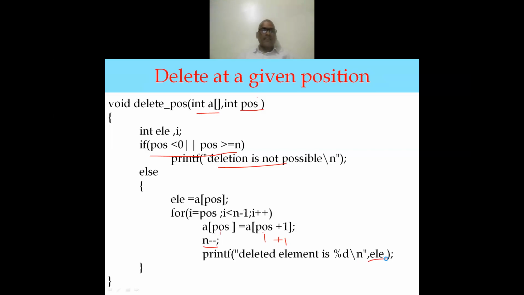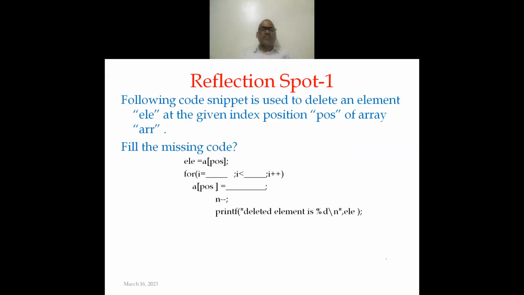Then we have to display the deleted element onto the screen. So now this is the reflection spot. The following code snippet is used to delete an element ELE at the given index position POS of array ARR. Find the missing code here.